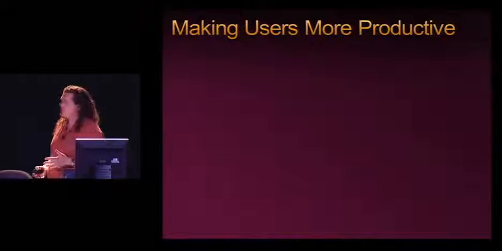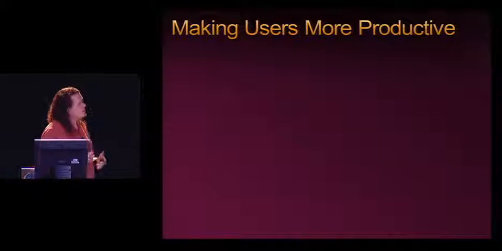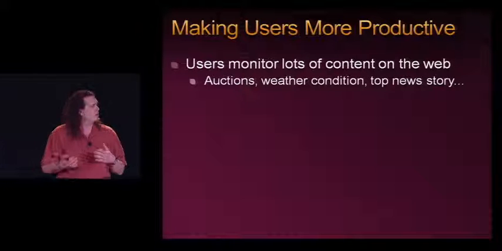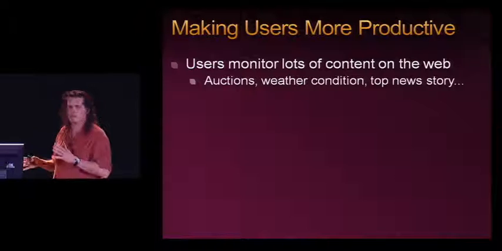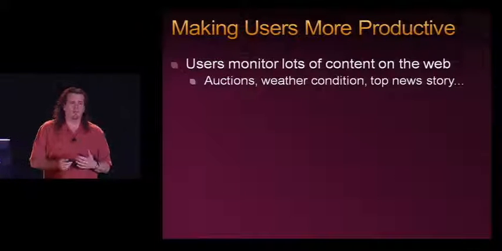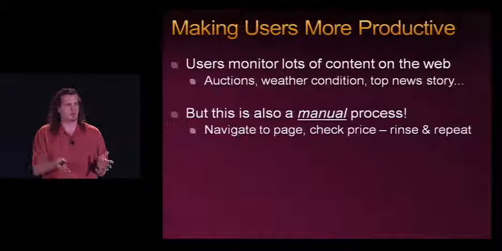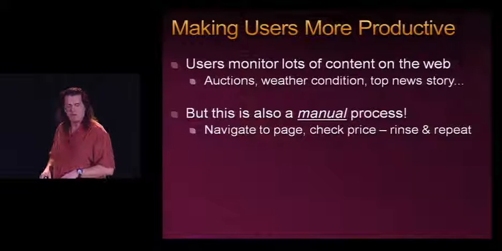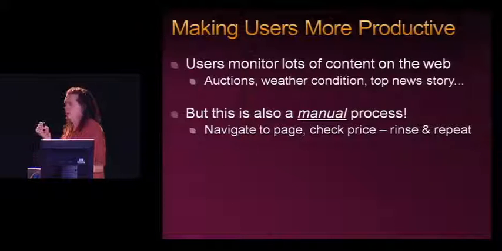The next problem, the next challenge that we took on when we thought about making users more productive was that users typically monitor a lot of information on their computer. Auctions, weather, whatever, tons of information. And they're usually pulling that out of HTML pages. But this is also a manual process, right? Because these HTML pages have loads of information and you may only care about a very small portion of that page. So you frequently will navigate to a page, look for one small part of the page, over and over and over again.